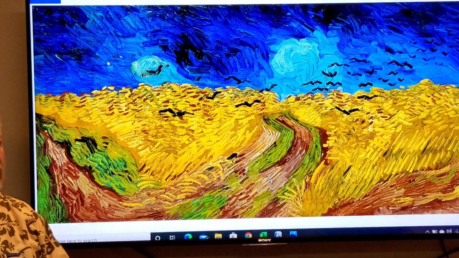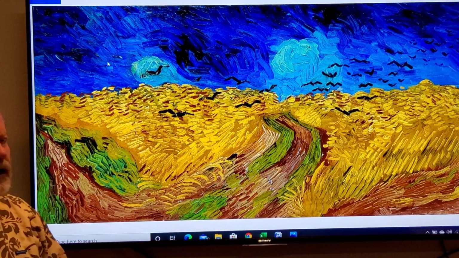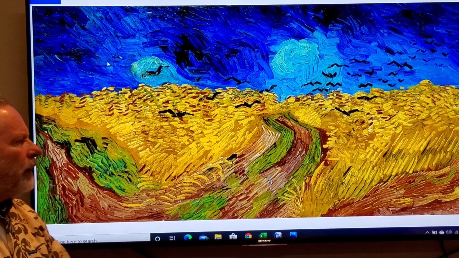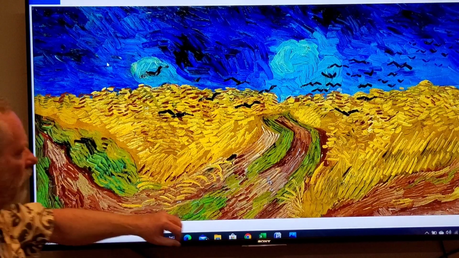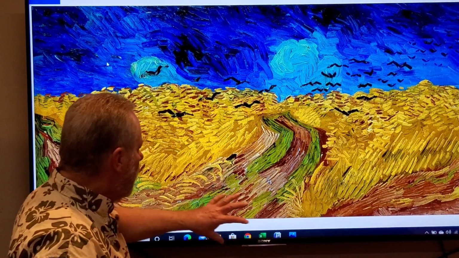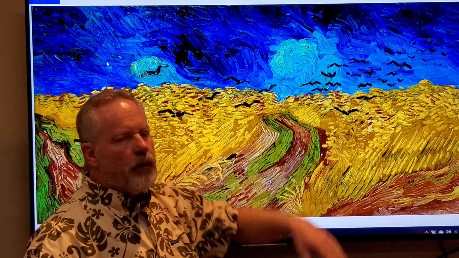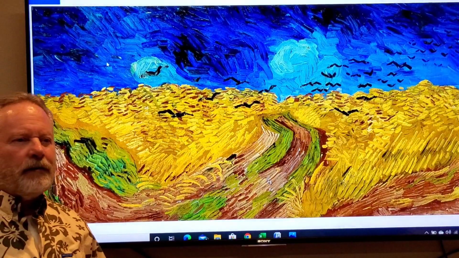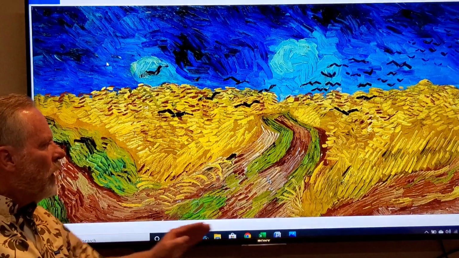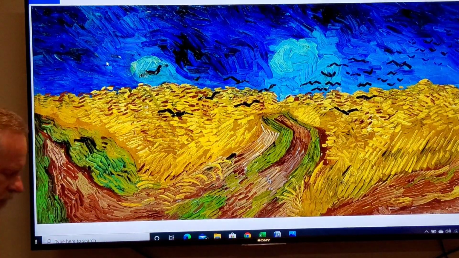This was the last painting that Vincent van Gogh did. It's called Crows in a Wheat Field. And there's directional movement because you have a road coming this way, a road coming this way, and then it draws you into the wheat field. So once again, very strong directional movement to draw your eye into the composition.